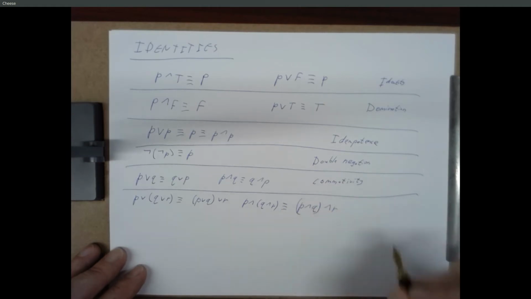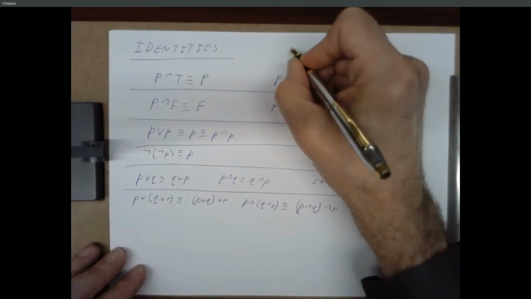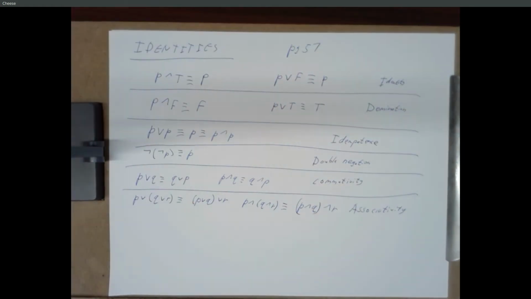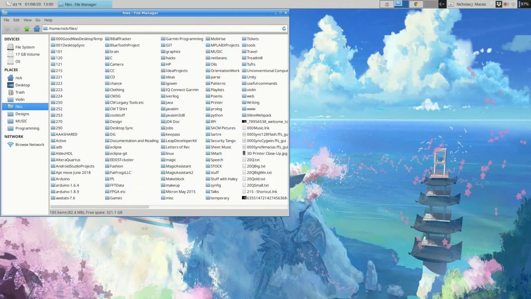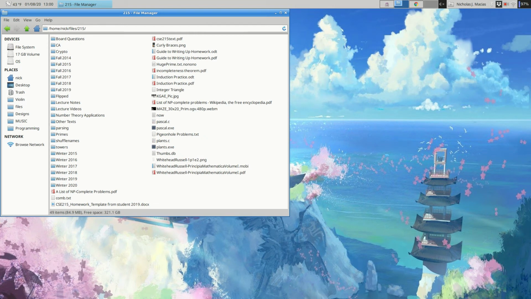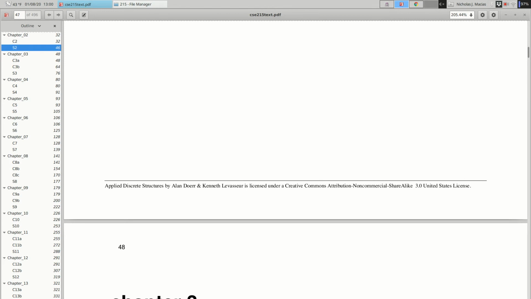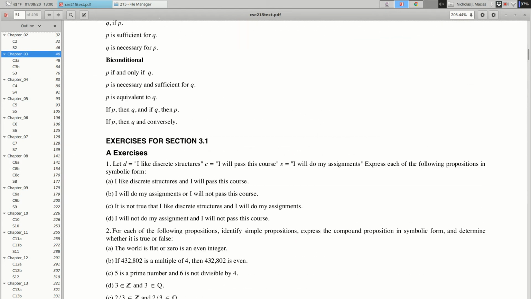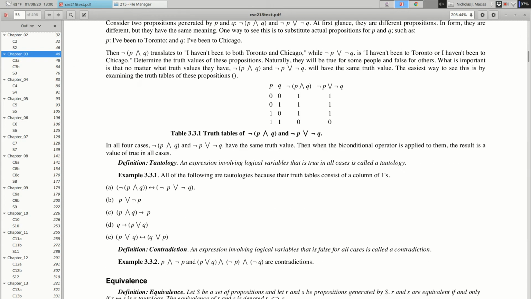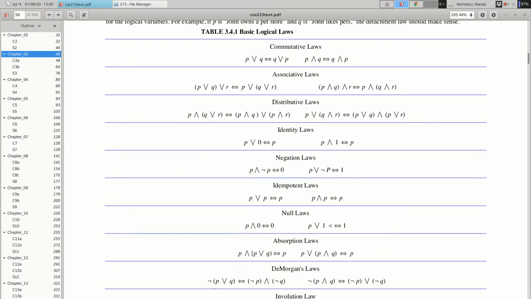And these are in your book. They should be on page 57. But let's see. Yes, sir. 58. So they're in your text, chapter 3.